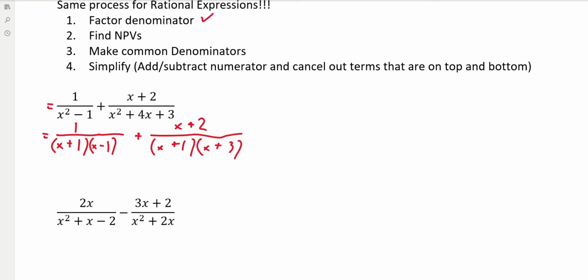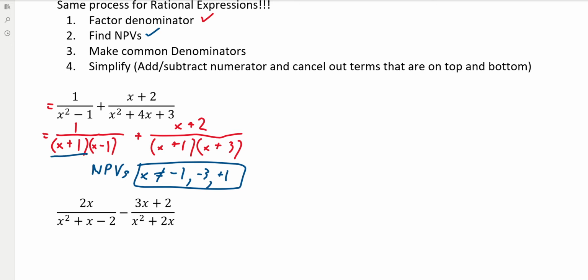Okay, step 2, find the NPVs. So we're going to write down our NPVs, and we're going to say that x cannot equal minus 1, minus 3, or plus 1. Those are all our NPVs, based off of the denominator. So minus 1, plus 1, and we already have a minus 1, so we don't need that one, and minus 3 there.